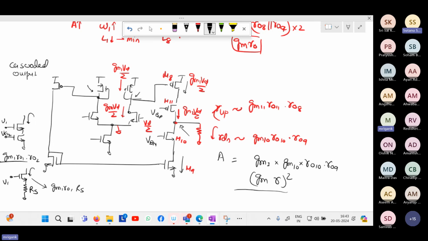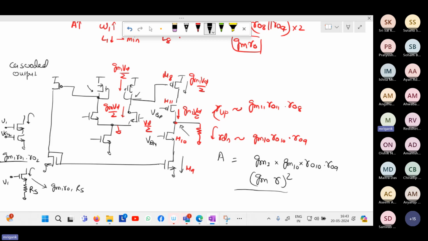It will shift towards higher frequency. Higher frequency. No, lower frequency. Lower frequency because the impedance has become much higher, right? So gm ro times. Earlier it was ro, now it has become gm ro. So gm ro may be 100. Now this pole has shifted further towards lower frequency.